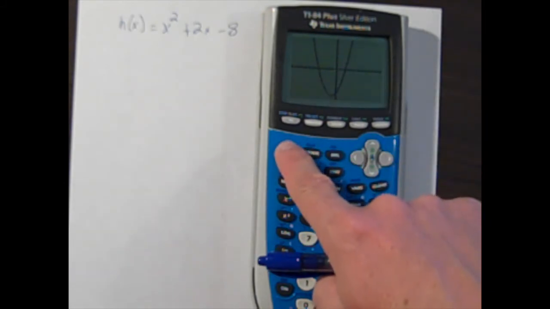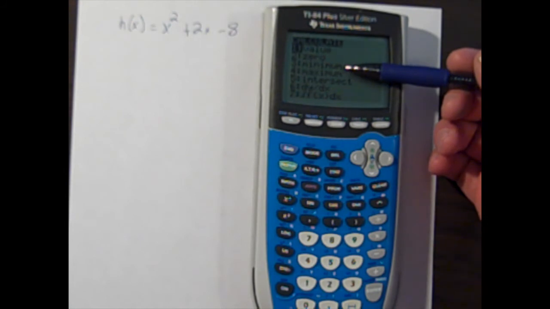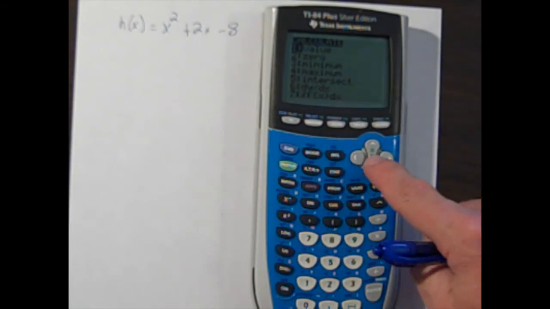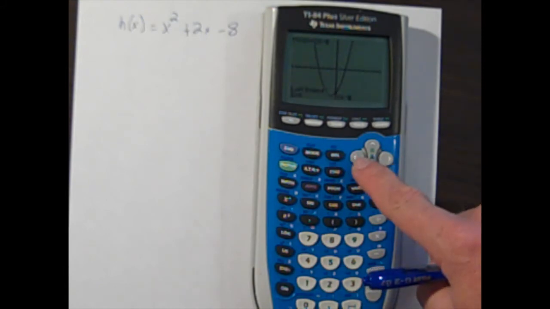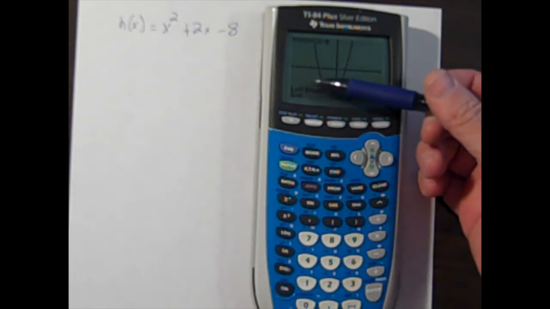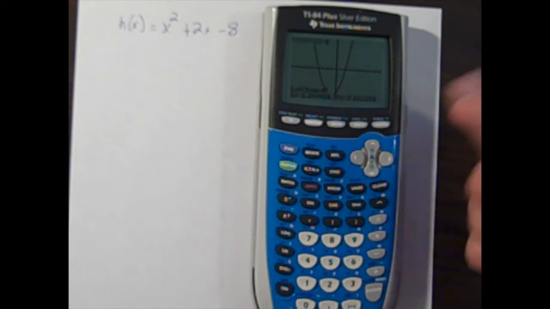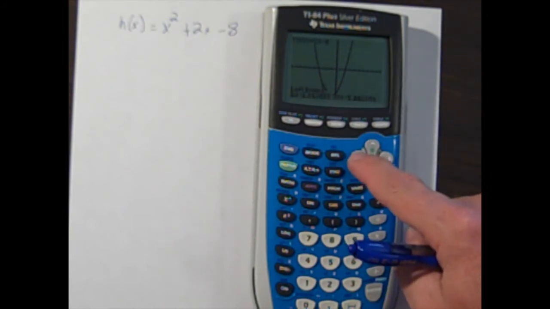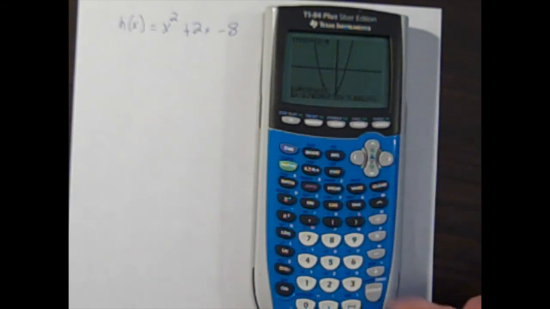So I'm going to go back to second trace, and now I'm looking for option number 3, which is my minimum point. Okay, I scroll down. You can just type in 3 if you want. Now I hit enter, and it's going to say left bound. That means I need to be on the left side of the lowest point. So I'm just going to scroll over. It doesn't really matter where. Right here's my cursor. I'm definitely on the left-hand side at this point, so I hit enter.